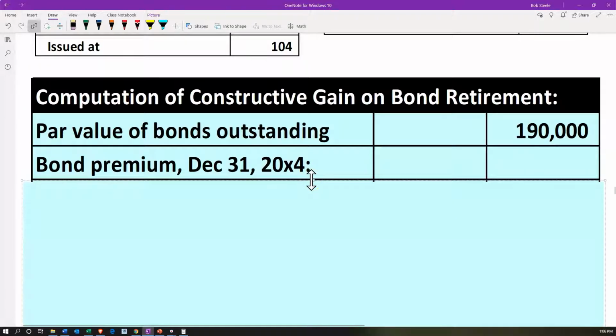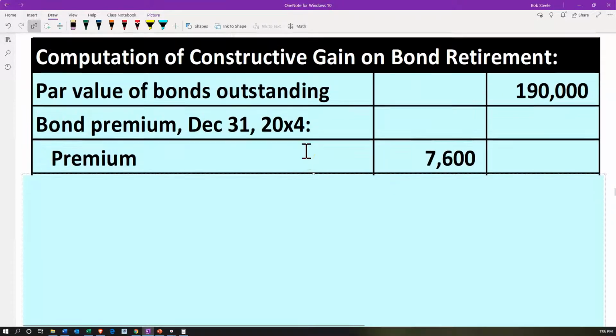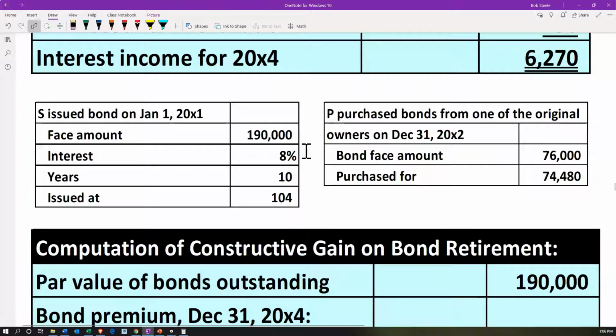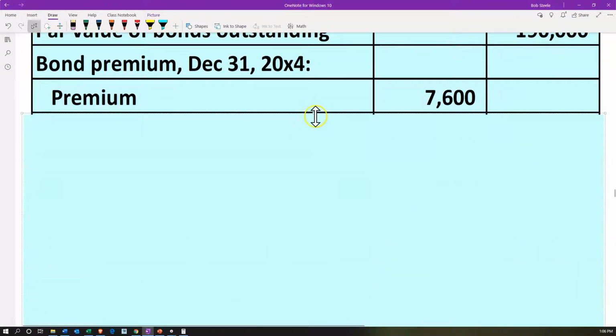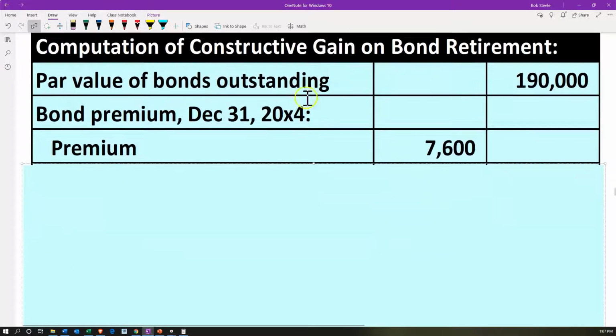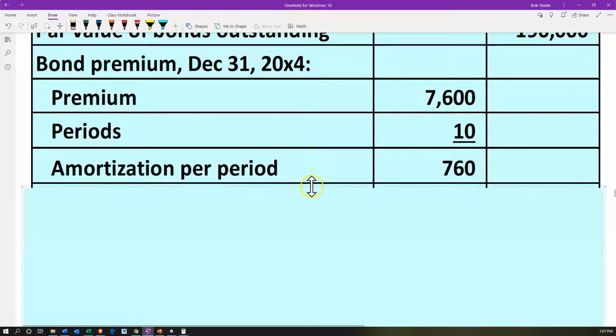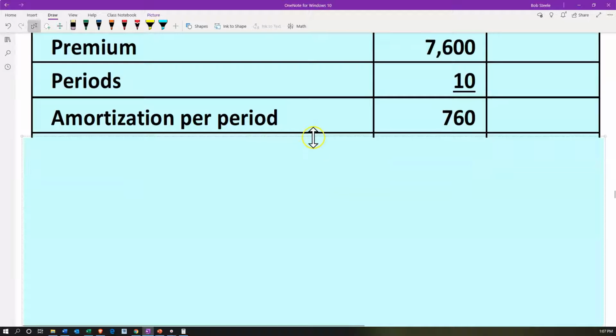Bond premium on December 31st, 2000x4 is what our initial calculation will be. Why? Because in 2000x4, that's going to be the year that we have the consolidation. So we're going to be calculating this as of the year of the consolidation. So we have the original premium of the 7,600, which of course is the 190,000 times 104% minus the 190,000, the amount that was paid over the face amount at the original payment, times 10 periods, the amount of periods originally. That would give us the amortization, as we saw before, of the 760.